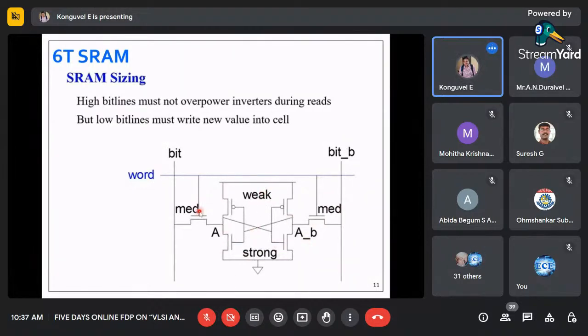So here, if we are going for simulation, even if the W by L ratio of these four devices, I mean N2, P1, P2, and N4, are the same, considering NMOS is stronger than PMOS, that will also work. But this NMOS should have a larger W by L ratio. That means width should be larger than length. All right, this is all about 6T SRAM.